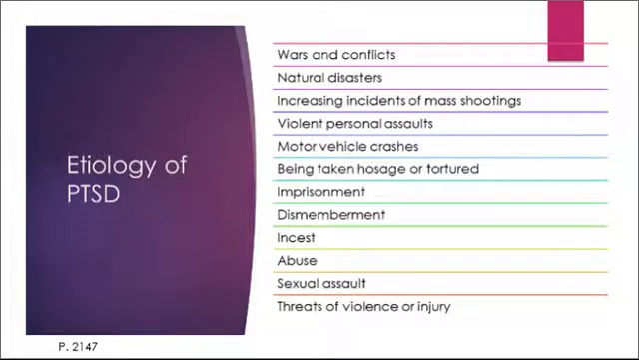Etiology, factors that contribute to development, multiple things: wars, violent personal assaults, motor vehicle crashes, imprisonment, dismemberment, incest, threats of violence or injury. Childhood traumas, molestation, history of psychiatric disorder, lack of emotional support or resources during the trauma. Incidence increases when traumatic brain injury is also present, which is significant in soldiers. We've got the picture there on page 2147.